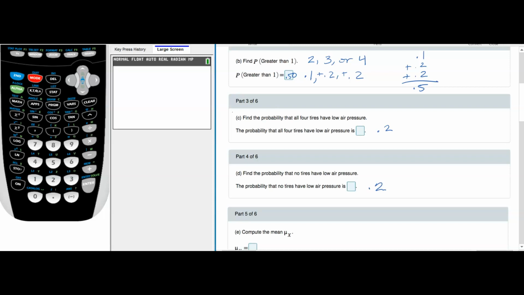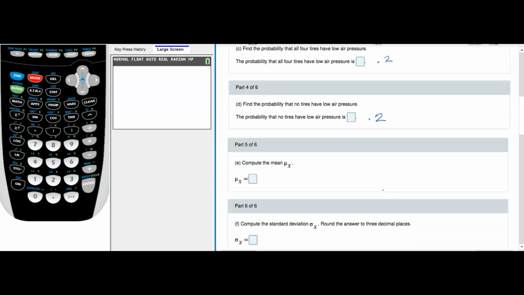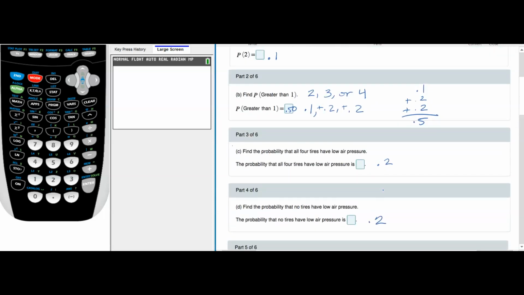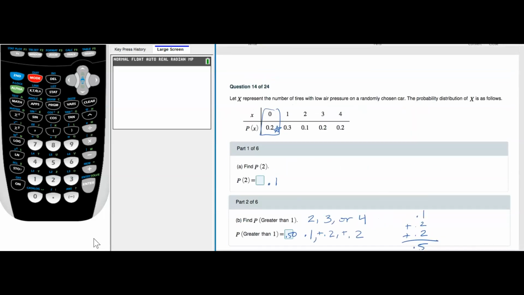Okay, and then for 5 and 6, we're going to compute the mean and standard deviation. So I'm going to go back up to the table, and I'm going to use my graphing calculator for this. I'm going to go to Stat, Enter, and enter all of the X values into L1. So 0, 1, 2, 3, 4. And then in L2, I'm going to put the probabilities. So 0.2, 0.3, 0.1, 0.2, and 0.2. They should be the same size list, so every X should have a matching value, and it does.